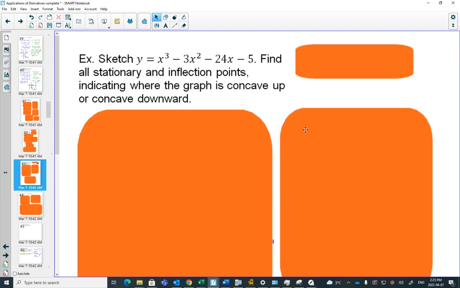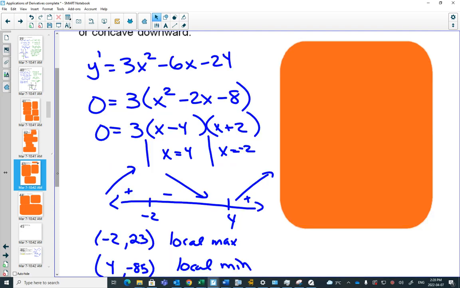Warm up how you use the first derivative and the second derivative to find your stationary and inflection points. This is on page 22. So you can check if you're on the right track.